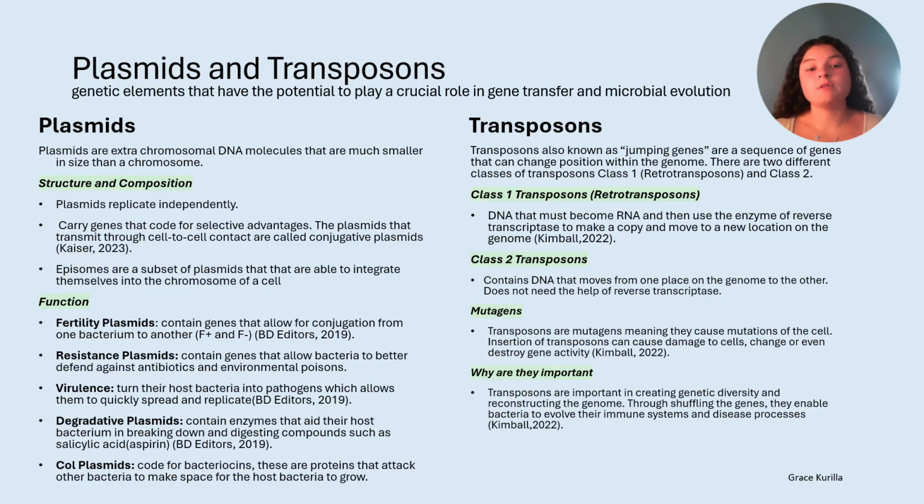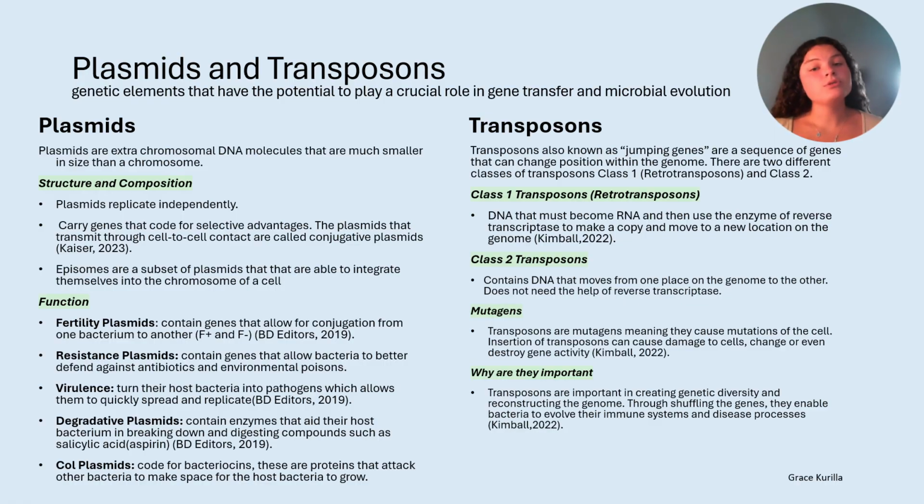Now we move on to transposons. Transposons, also known as jumping genes, are a sequence of genes that can change position from one part of the genome to another. There are different classes. There are transposons class 1, which are retrotransposons, and class 2. Class 1 transposons, also known as retrotransposons, are classified as DNA that has to first become RNA and then use the enzyme reverse transcriptase to make a copy and move to a new location on the genome.